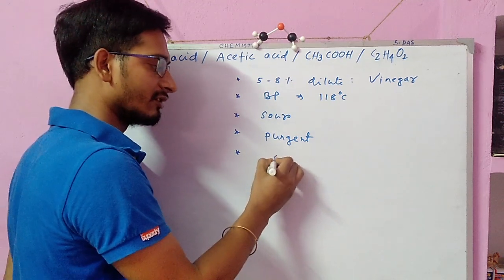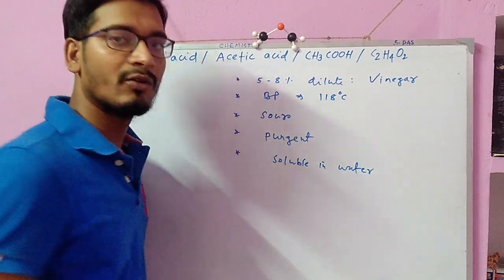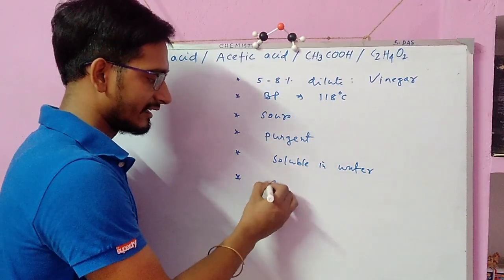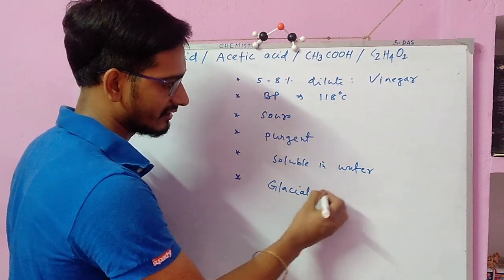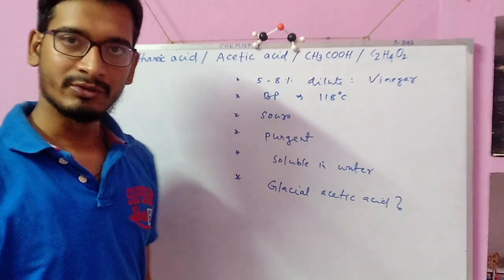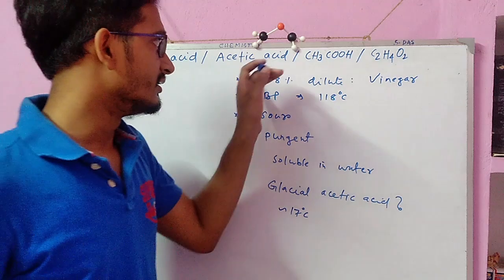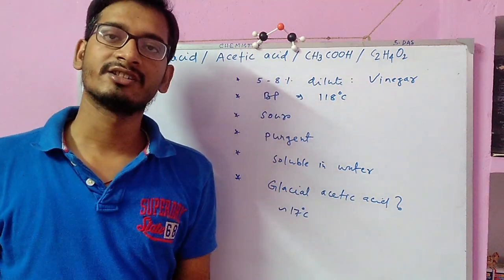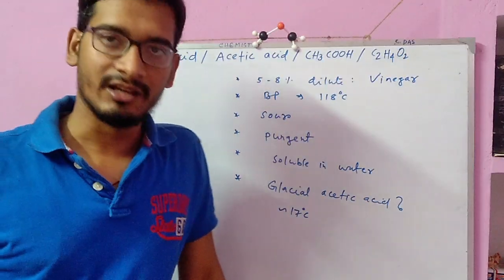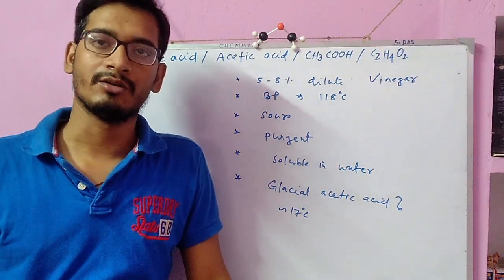It is totally soluble in water. And in cold countries, acetic acid is also called glacial acetic acid. Why? Because at about 17 degrees centigrade, this acetic acid freezes and attains a crystalline shape. This is why acetic acid is also called glacial acetic acid. These are some physical properties, and we'll move to the chemical properties of this compound.